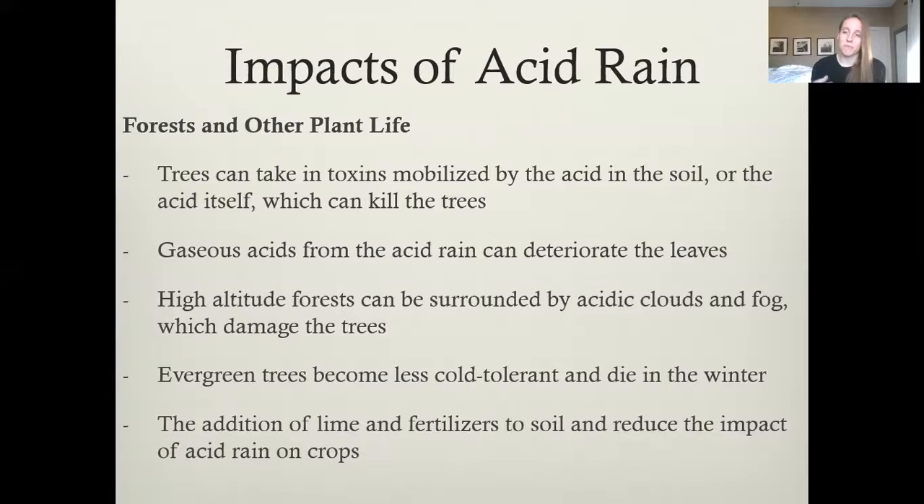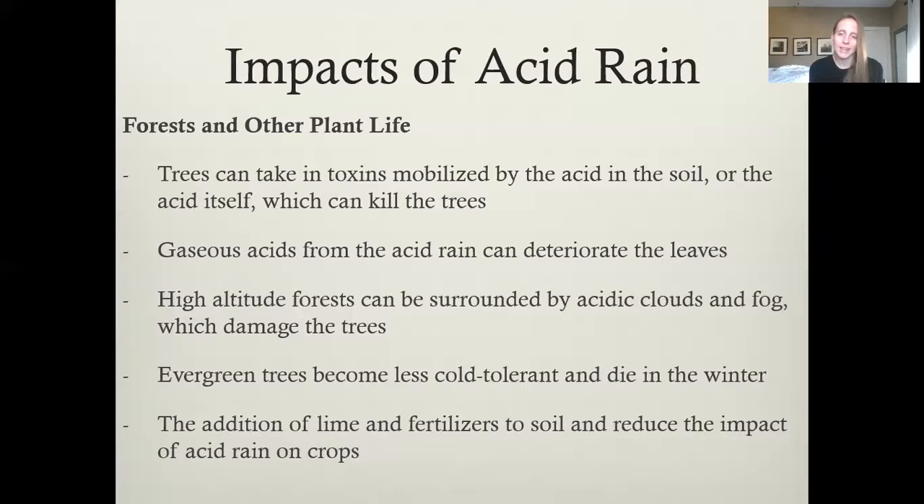Acid rain in the form of mist or fog can break down the leaves, which means that the plant's unable to photosynthesize as well, which is especially damaging to high altitude forests that have a lot of mist and fog around them. Evergreen trees become cold intolerant and die off during the winter if they're exposed to too much acid rain.